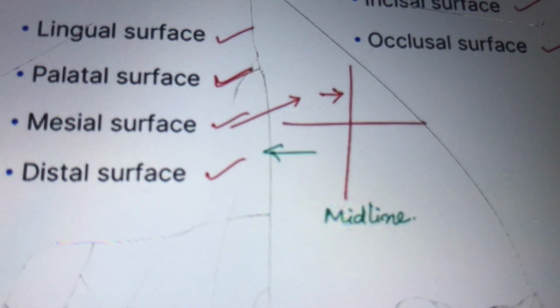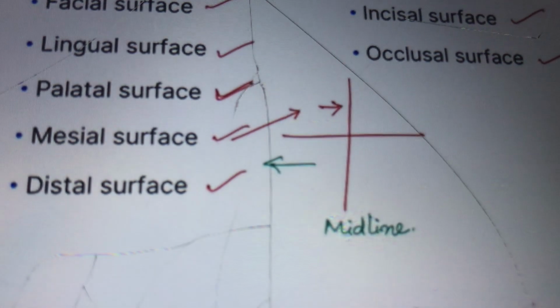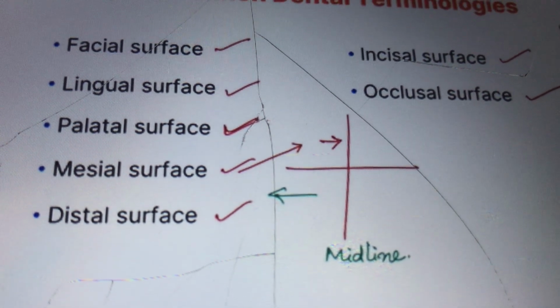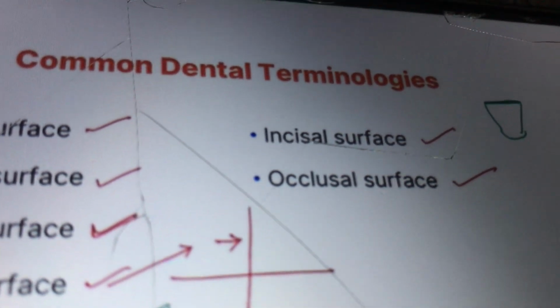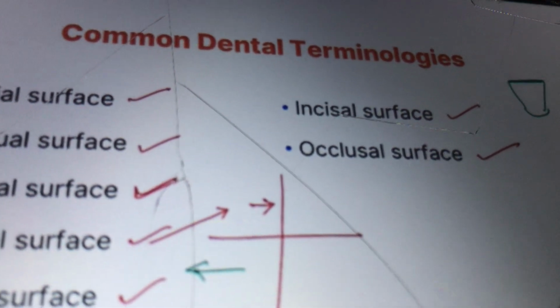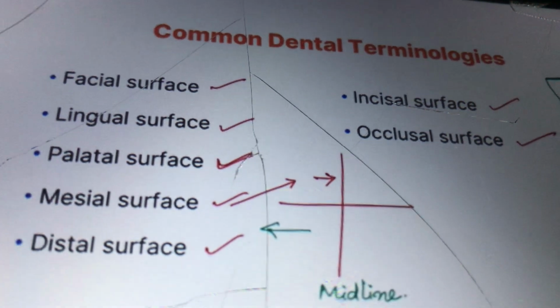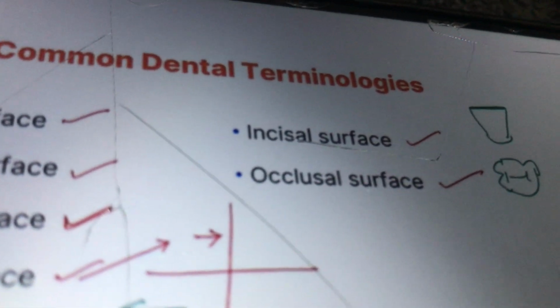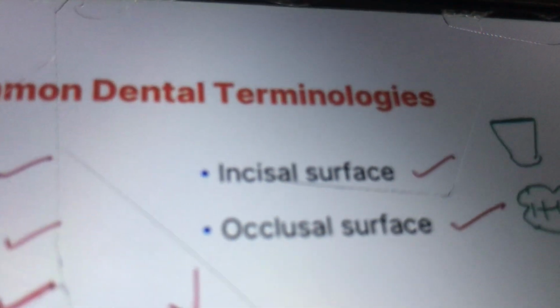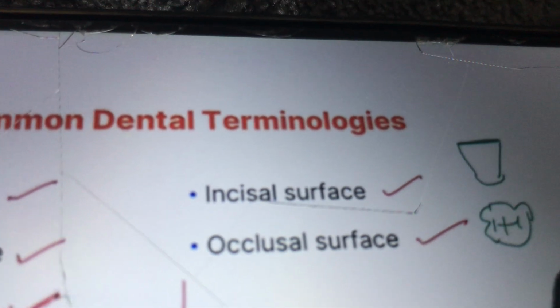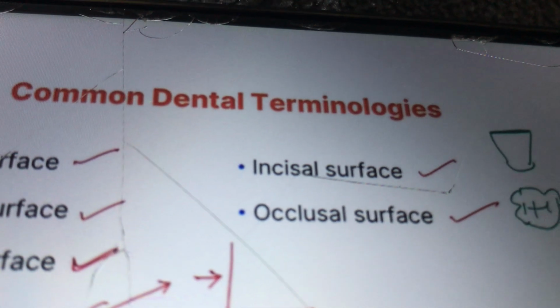So what is your incisal surface? So now incisal surface is, in case of incisors, the functional edge of an anterior tooth is what is called as an incisal surface. Whereas for posteriors, it is called as an occlusal surface. So the functional edge of a posterior tooth is what is called as an occlusal surface. We'll look at the model and then I'll demonstrate the surfaces in a model.